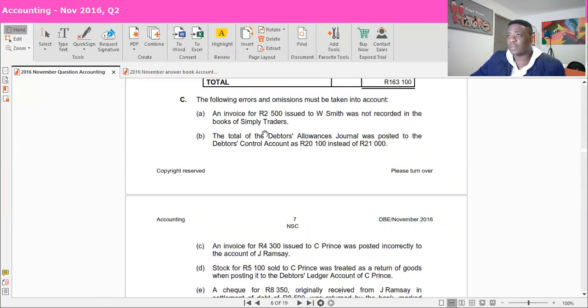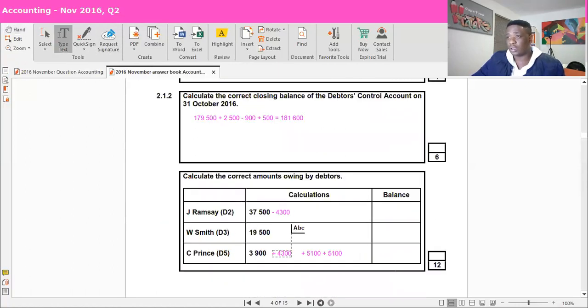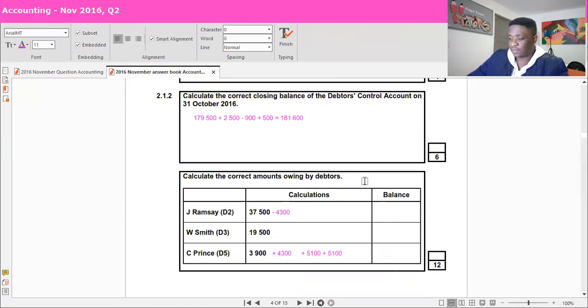And I think we have the information at the top of an invoice issued to W. Smith was not recorded in the books of Simply Traders. So let's record that to W. Smith and add 2,500 because they made a sale of 2,500, but it was not recorded at all.